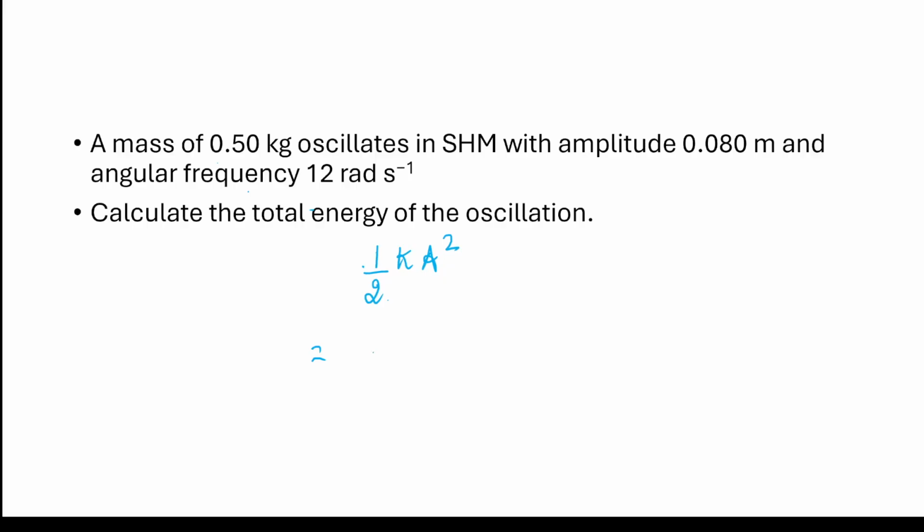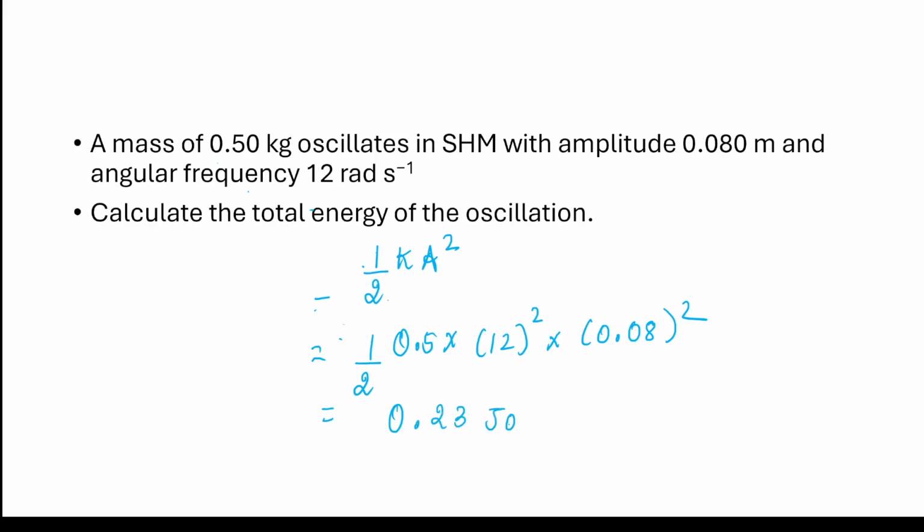Now how do I calculate k? k is m omega squared, 12 squared, and amplitude is 0.08 squared. Using your calculator, that is around 0.23 joules. Okay, let's try another one.